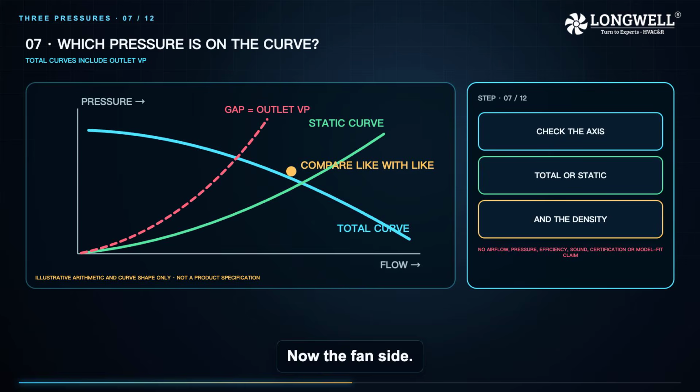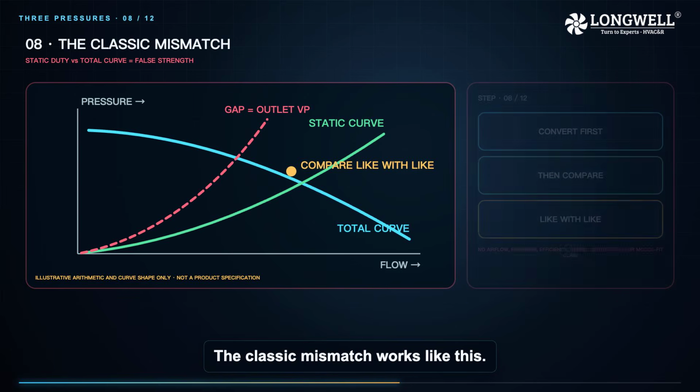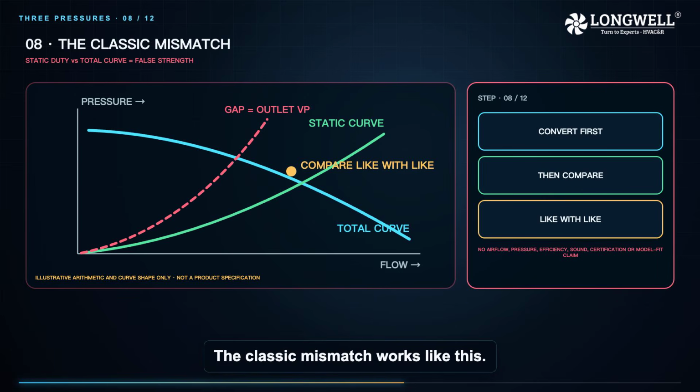Now the fan side. A fan's catalog curve is published as pressure against flow, but you must check which pressure. Total pressure curves include the velocity pressure at the fan outlet, static pressure curves have subtracted it. Neither is wrong, but they differ by exactly the outlet velocity pressure, which at high outlet speeds is a large slice. The classic mismatch works like this.